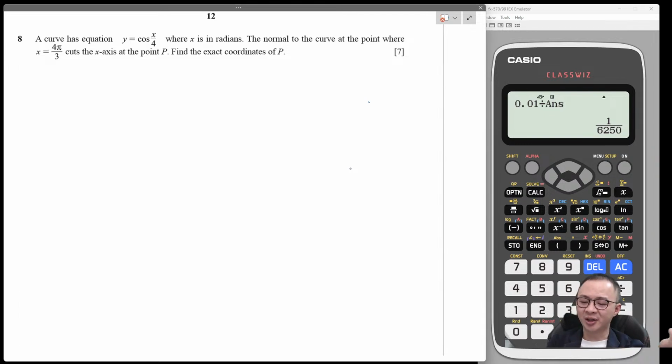The normal to the curve at this point. I can easily find an equation of normal. Oh, okay, I don't need to overthink. Find the exact value of P.